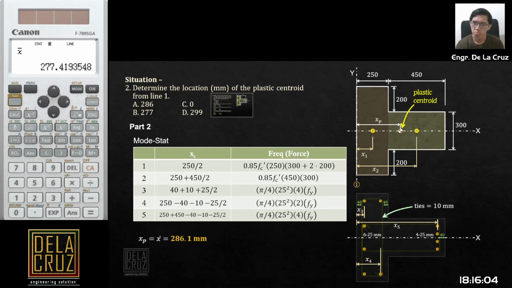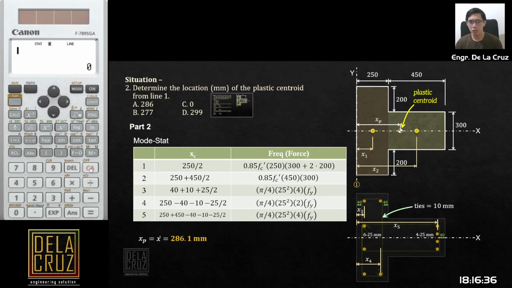So, what I will do so we don't repeatedly input Fc prime and Fy is store them in the calculator first, so we don't have to keep dragging. Fc prime is 28. I can input 0.85 Fc prime. 0.85 Fc prime, where Fc prime is 28. I will store this in, let's say, C for Fc prime.